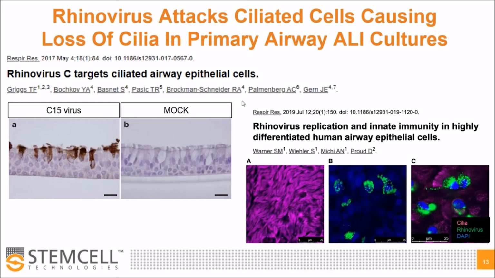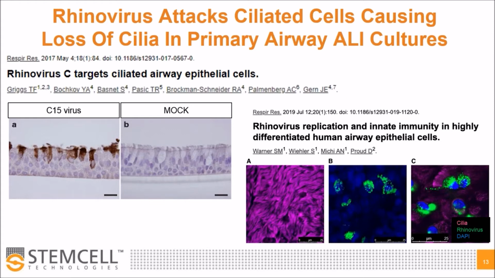Air-liquid interfaces have also been used to model how rhinovirus attacks the lung epithelium. And it's shown here that rhinovirus specifically targets the ciliated cells, but also, upon infection of the cells, rhinovirus causes loss of the cilia.